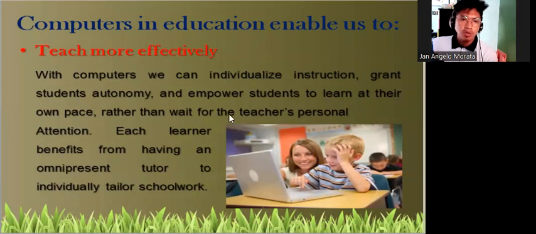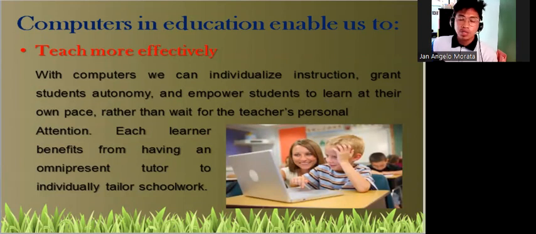Okay, so, kasi sabi nga dito, we grant the students the autonomy and empower students to learn at their own pace rather than wait for the teacher's personal attention. Okay, so just make sure na kapag na-discuss mo na yung video lesson mo, nandiyan na lahat, comprehensive na. Kasi kapag may tanong yung mga students, di natin masasagot yan sa ating discussion. Kasi recorded na eh. At some points, kasi mayroon silang hindi naintindihan, it affects the entirety of our lecture.